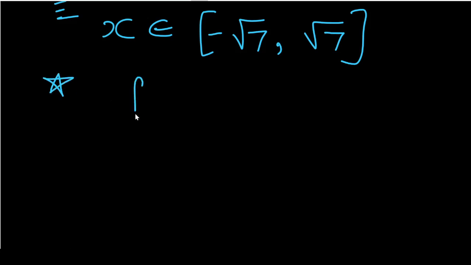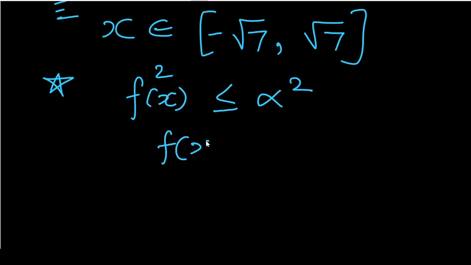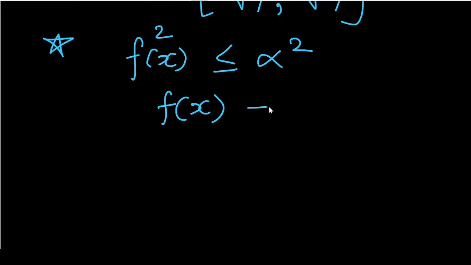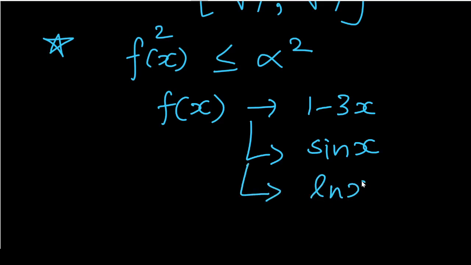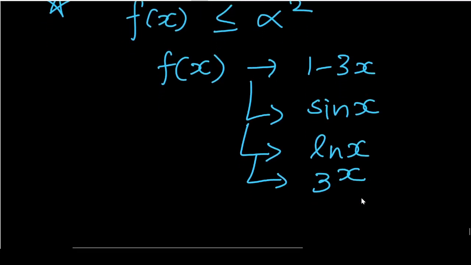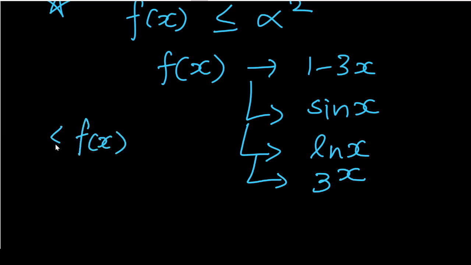Let's take another concept now. Instead of x, if there is some f(x) whole square less than or equal to alpha square, instead of x there is some function. What I mean to say is f(x) can be a linear function, for example 1 minus 3x. It can be some trigonometric function, like sin x, tan x, cot x, inverse trigonometric function, logarithmic function, exponential function, any function. Even then, we can use this as a formula, like f(x) less than or equal to alpha, so we can write it as minus alpha to plus alpha.